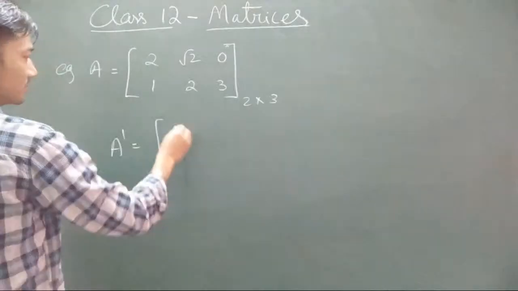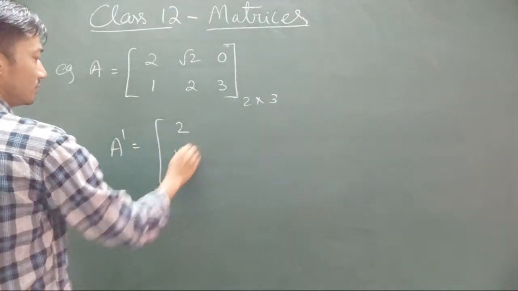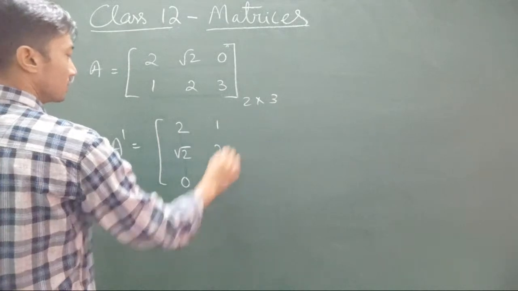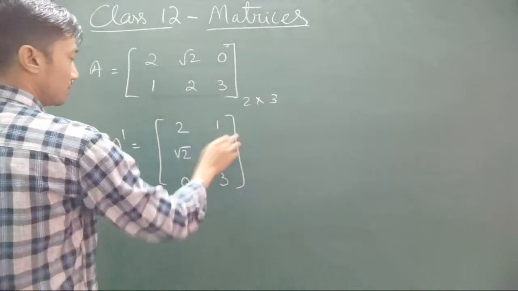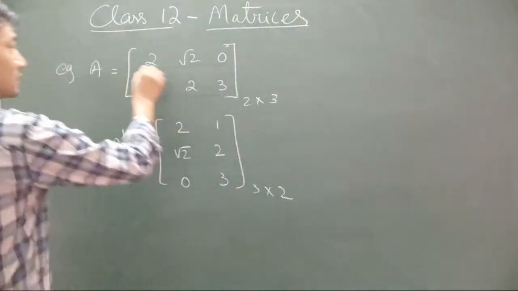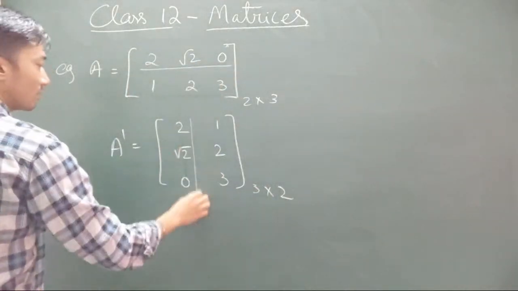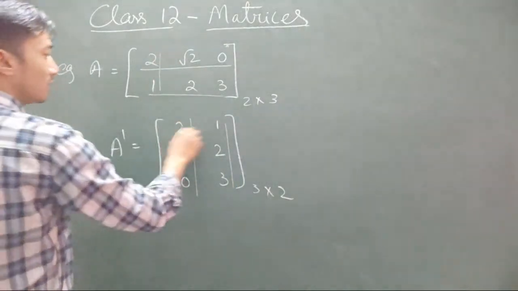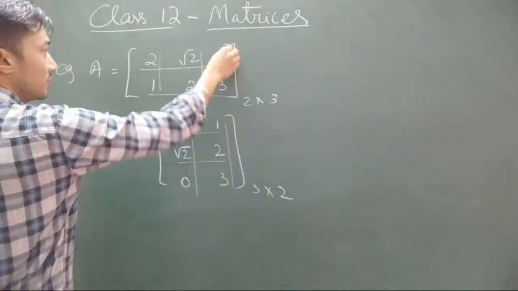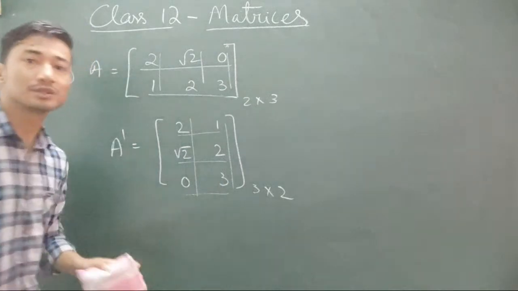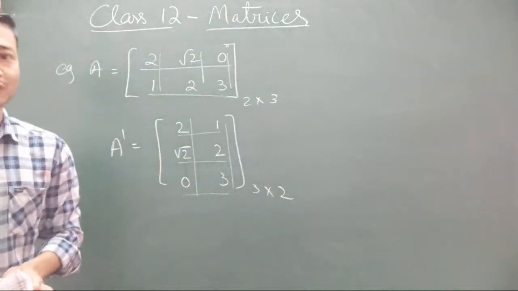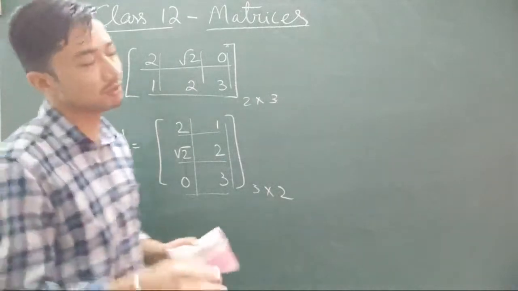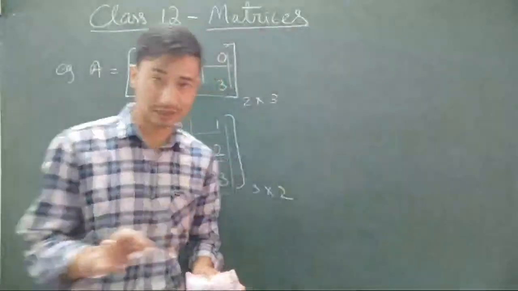Rows become columns. 2, root 2, 0. Rows will become columns, so the order is 3 by 2. You can see the rows become the columns and the columns become the rows. So we just exchange the rows into columns and columns into rows. A very simple topic, so don't be confused with that. Keep it simple. We simply exchange the rows into columns, columns to rows. That's all.